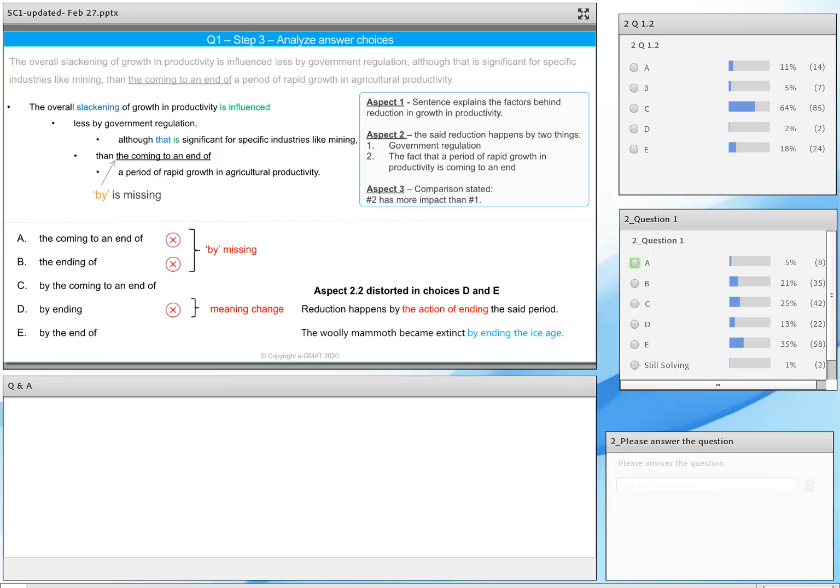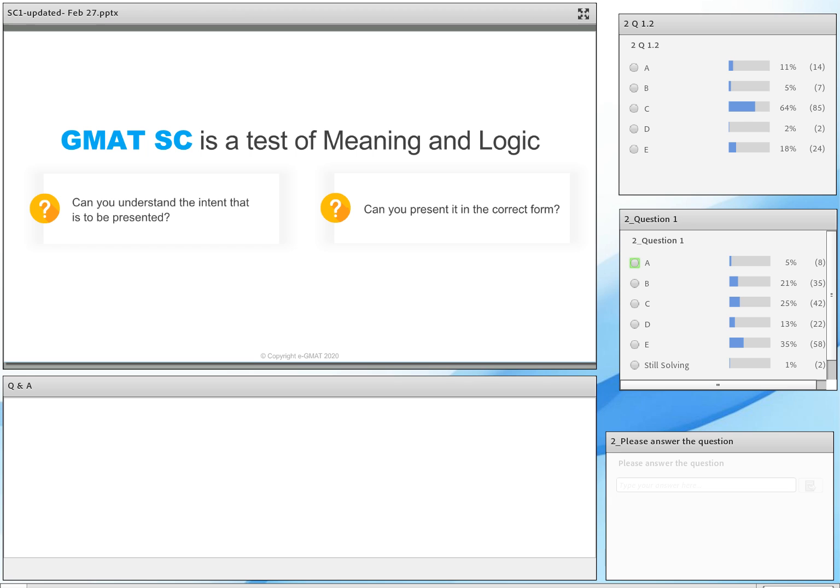Now, choice C and E, these are the two choices we come down to. And GMAT is a test of meaning and logic. It's a test of communication. Can you understand that intent that is presented? Can you understand how to express it in the correct form? Can you get into the mind of your buddy, the author, and say, okay, this is how I have to help my buddy grammatically express this?